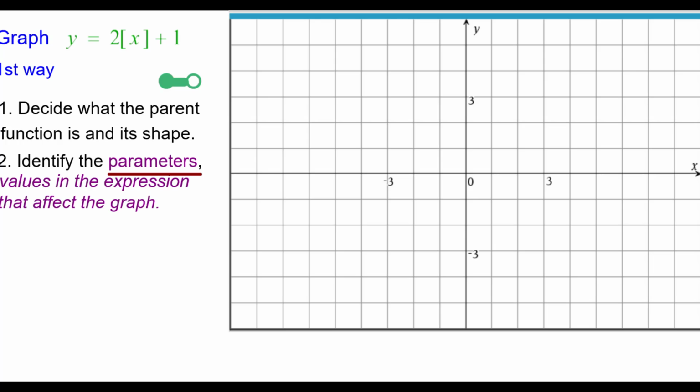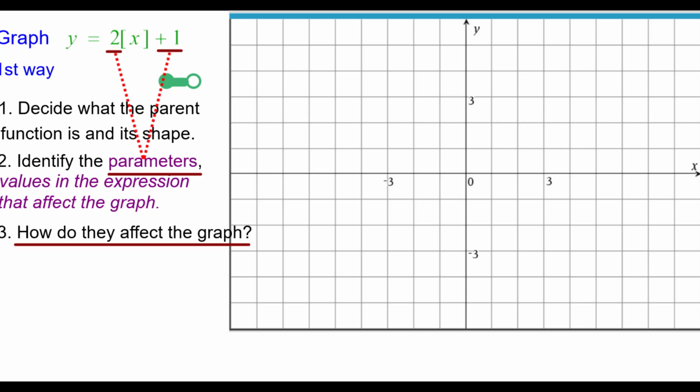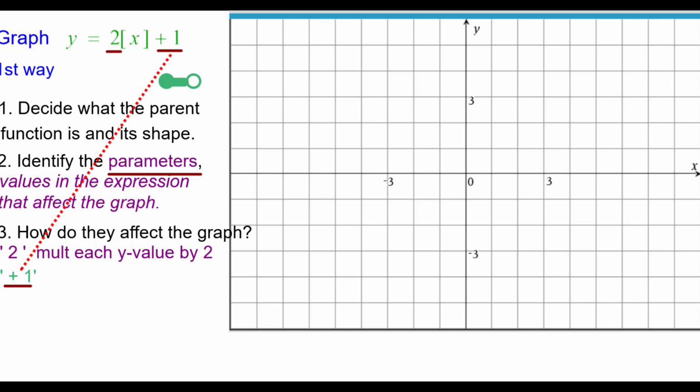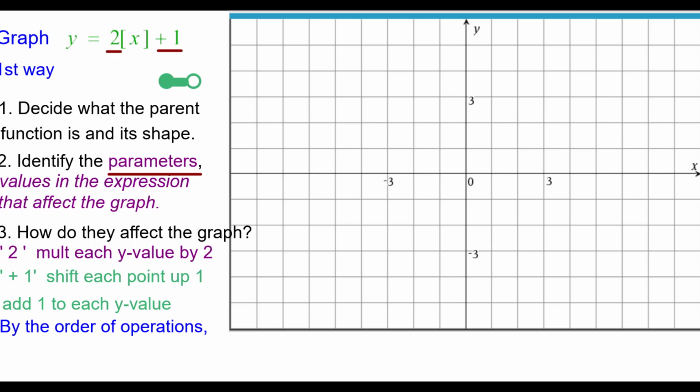We need to identify the parameters. These are values in the expression that affect the graph. And in this particular one, there are 2 different parameters. How do they affect the graph? Well, the 2 multiplies each y value by 2, and the plus 1 shifts each point up 1. So we need to add 1 to each y value. According to the order of operations, we multiply first, then add.